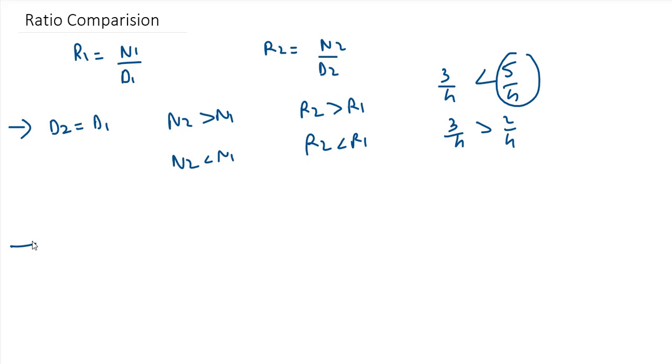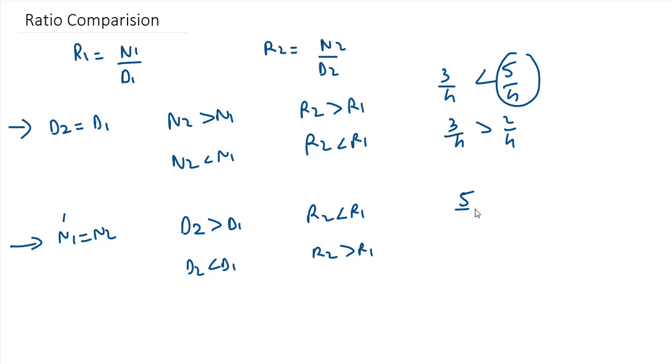Then we'll consider the second case in which we are going to keep the numerator constant. So N1 will be equal to N2. So in this case, if your denominator is increasing, that is D2 is greater than D1, then your second ratio will be less than your first ratio. That is R2 will be less than R1. And if your denominator is decreasing, that is D2 is less than D1, then your second ratio will be greater than your first ratio. If we take the example, let's say 5 by 3 and 5 by 4.